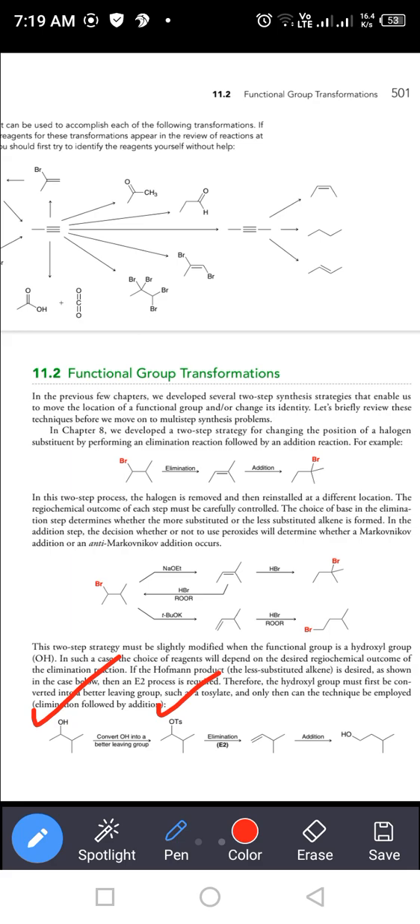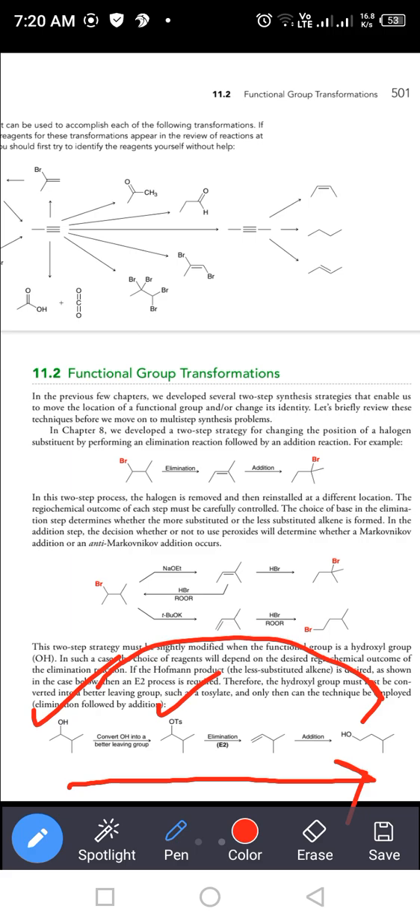Now this strategy is an inverted strategy. Inverted strategy means you are asked to convert this compound into this compound. If we have to convert this compound to this compound, the only change is that the OH group changes its position. Again, it is a regiochemical change. So it will not be very easy to bring the OH from position 2 to position 1. It looks very easy, but it is not.